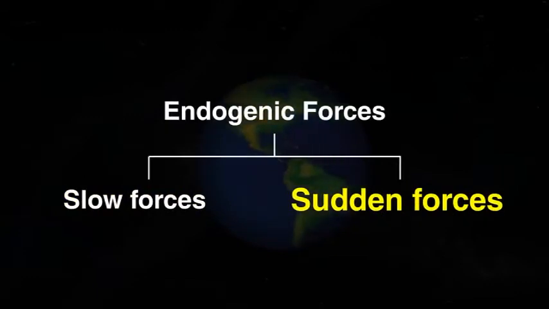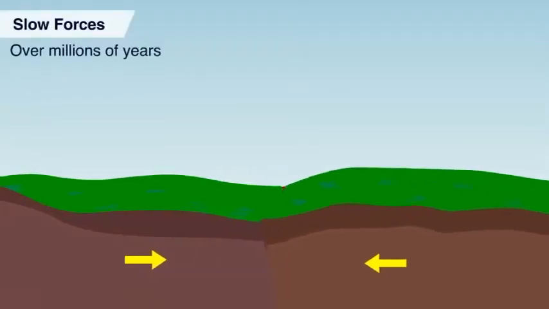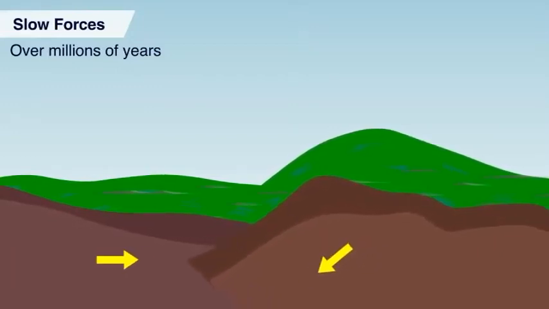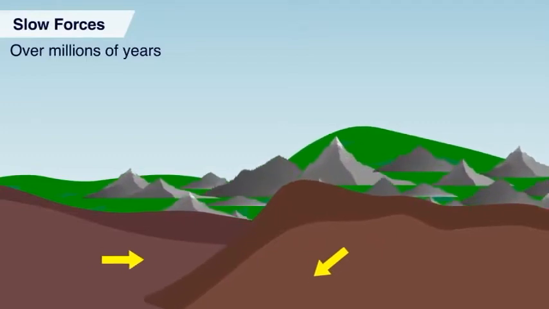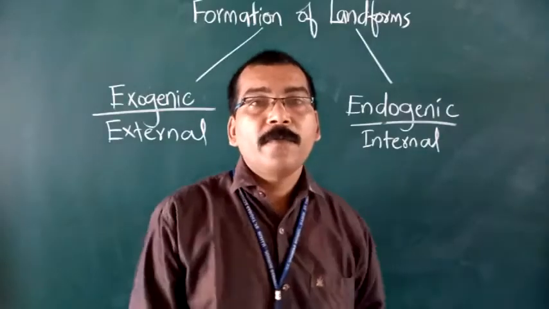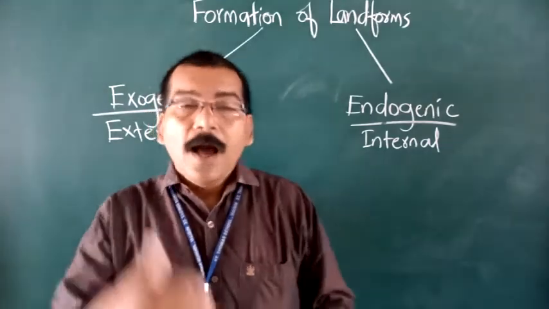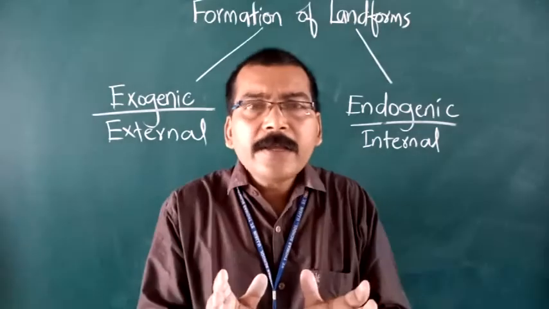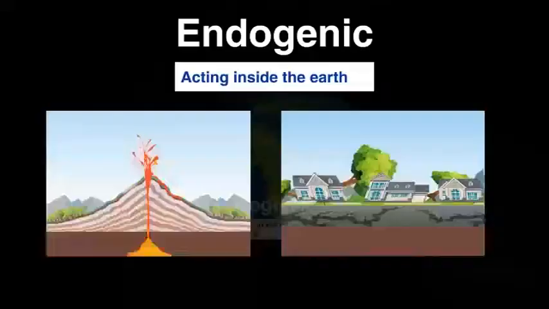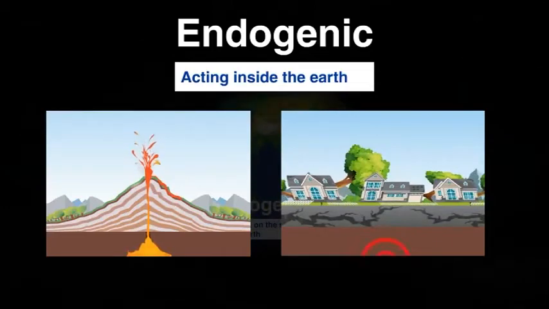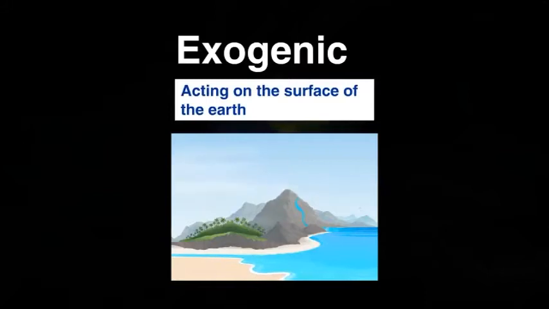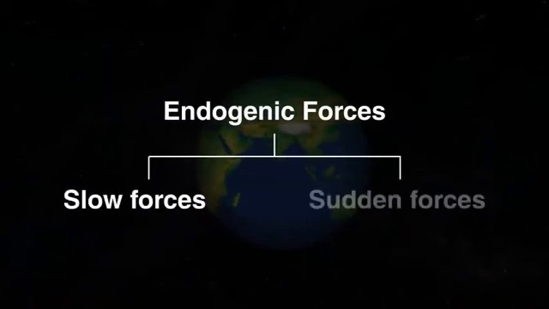The exogenic forces are very slow process, whereas the endogenic forces are very fast. We know the earthquake is an example of endogenic force, and it takes place at a very short period of time. This exogenic process are generally slow process. On the other hand, endogenic process can be slow or sudden.